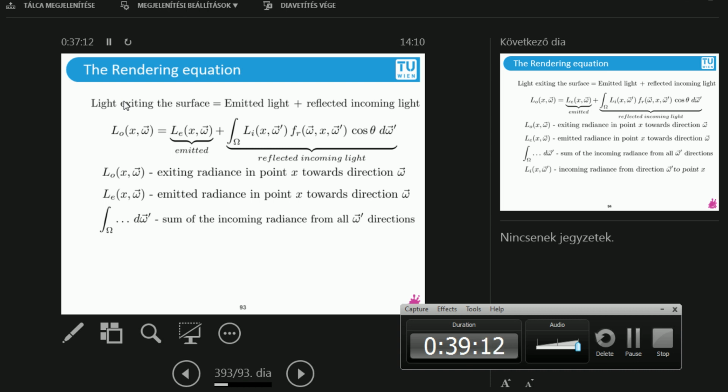So sunlight is coming to this point in different directions. And what I'm interested in is how much of this light is reflected towards my eye.